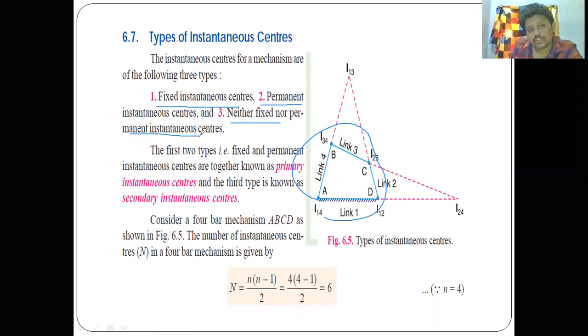Something which are neither fixed nor permanent. We will take an example in this. This is the 4-bar mechanism, the formula for which to find the number of instantaneous centers I already mentioned here. So we have 6 instantaneous centers here.